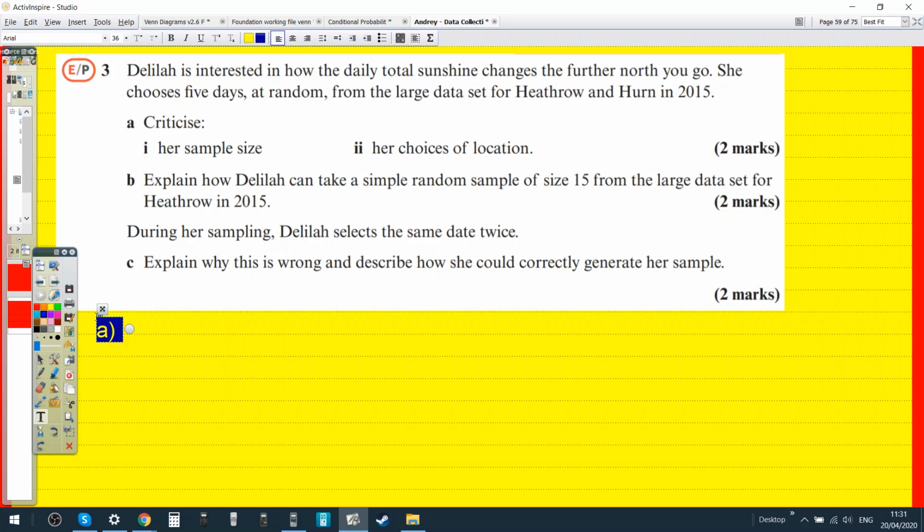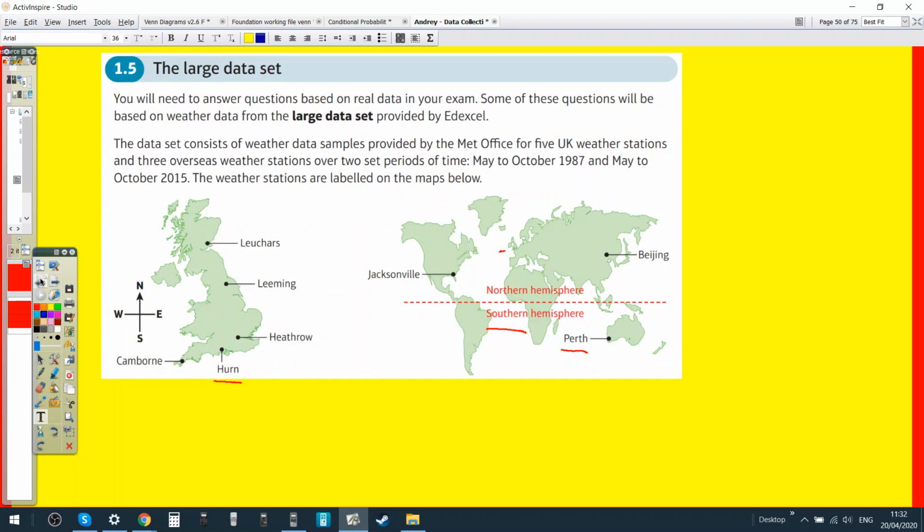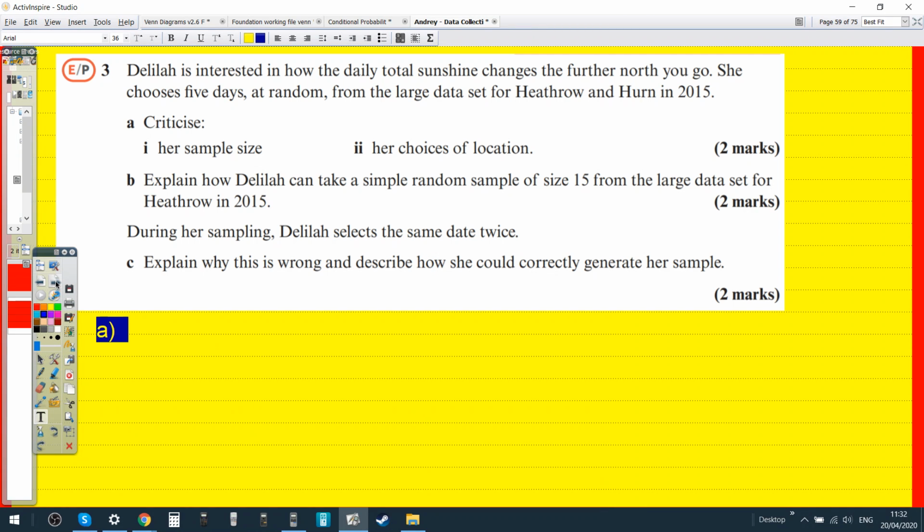So a sample size. So what was Hurn, just in the south of England, wasn't it? Yeah, and Heathrow's like southwest or southeast. Sorry, I think it is. Yeah. So Hurn is south, and then Heathrow southeast. It's a bit higher up. Yeah. Okay.